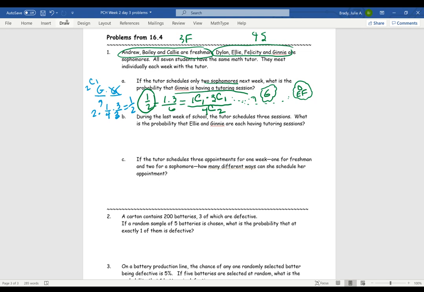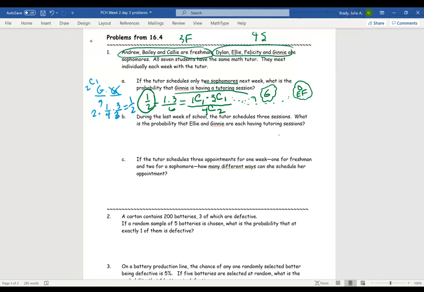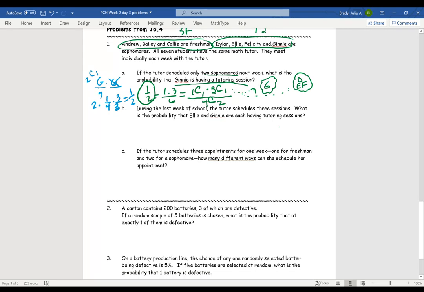And in fact, when I get to the next problem, I don't even know how I would do that without doing partitions or combinations. Okay, so let's see. They're going to schedule 3 sessions. No restrictions on who gets picked by class year, but I have to pick Ellie and Ginny. So how would you arrange the students to guarantee they get a pick?